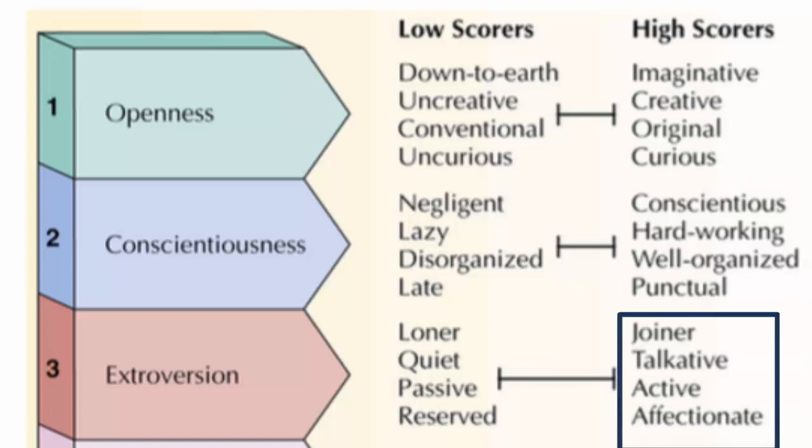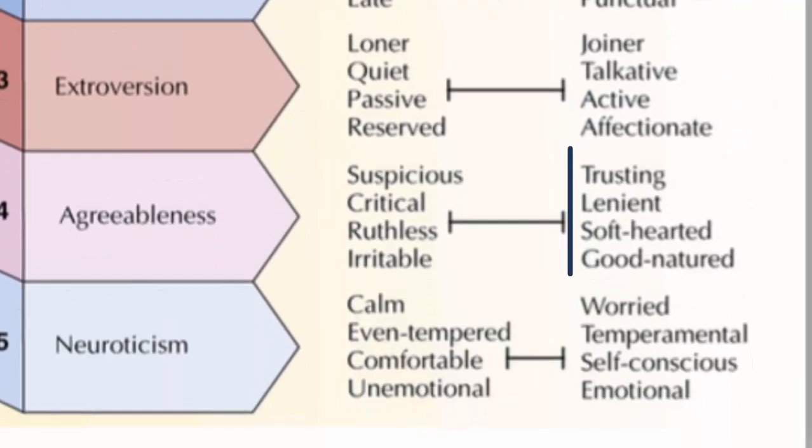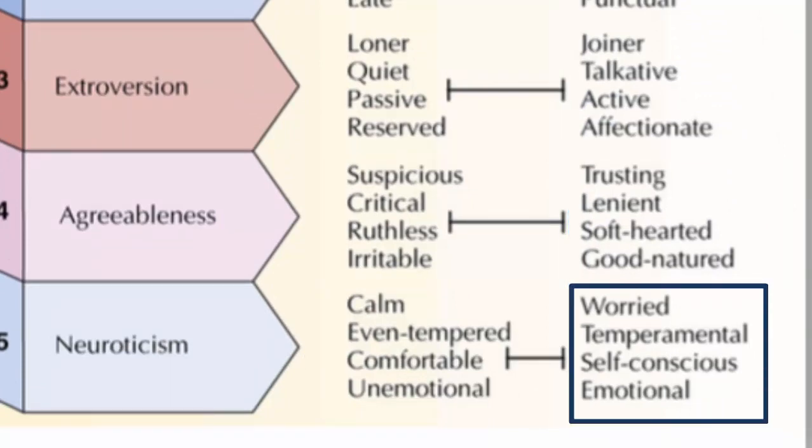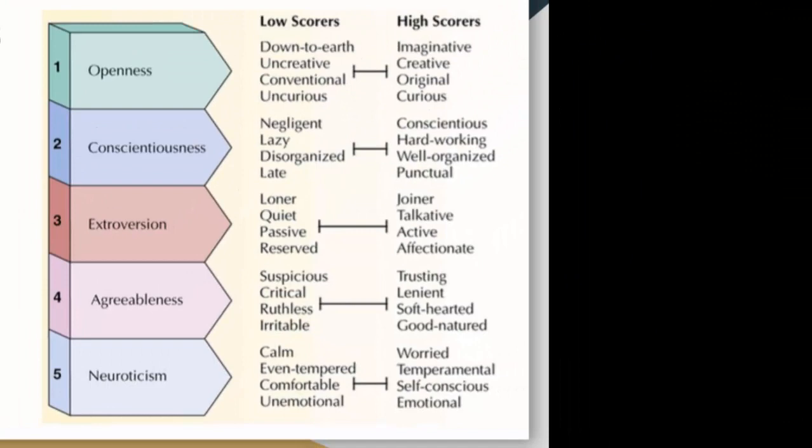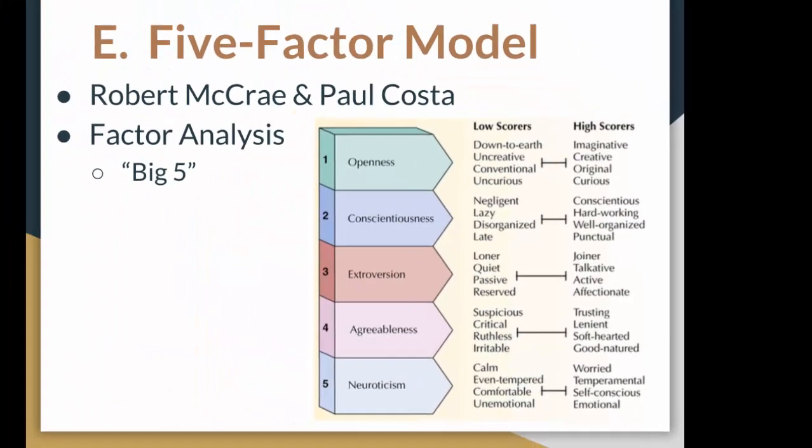Extroversion is that outgoing type of personality. Agreeable is how well do I get along with others, how much do I trust others, and then neuroticism. This word actually means emotional instability. So if we're high on the neurotic scale, we're more worried, anxious, temperamental, self-conscious. So this is the 5-factor model that most people work with more than the others.